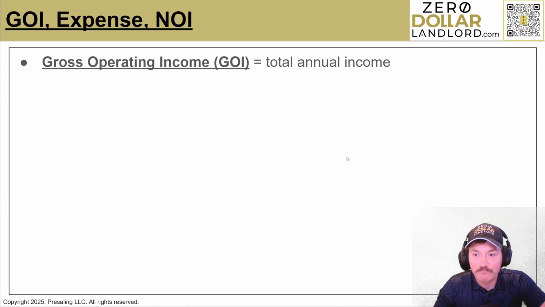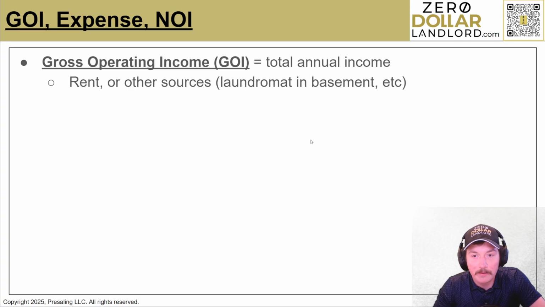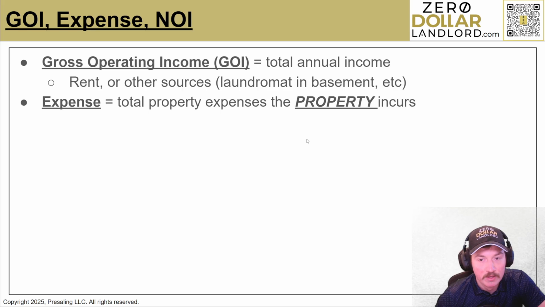All right, so you have gross operating income. That's going to be your total annual income from a property. So it's going to be rent, other sources, etc. Right? And that's like the laundromat in the basement or whatever else. It's usually just rent. Your expenses are going to be all the expenses the property incurs.